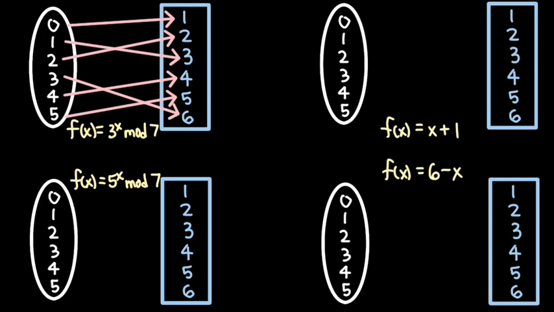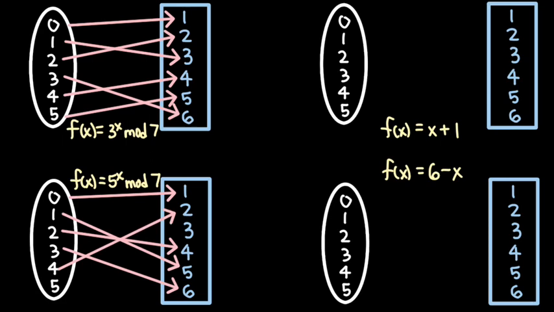Which go? You're over there. All right. So 0 goes to the 1 for you also. 1 goes to 5. Where does 2 go? 2 goes to 4. 3 goes to 6. 4 goes to 2. And 5 goes to 3.